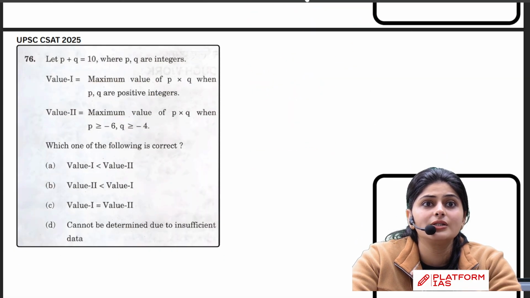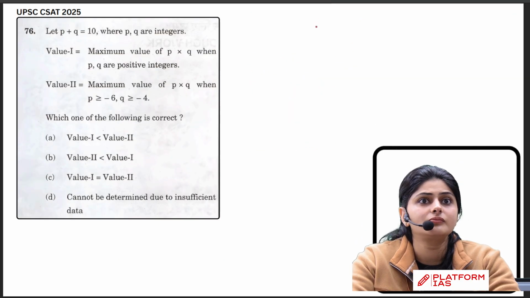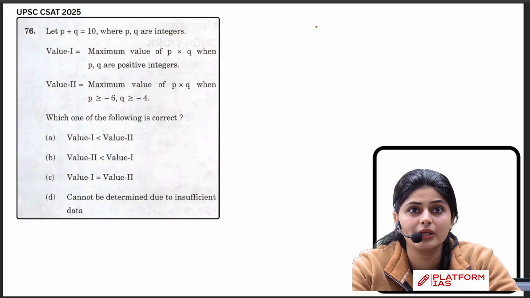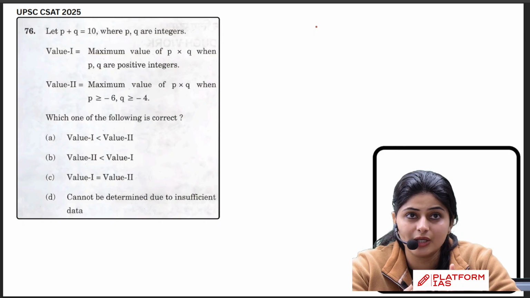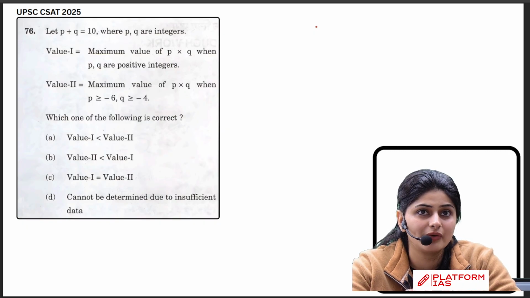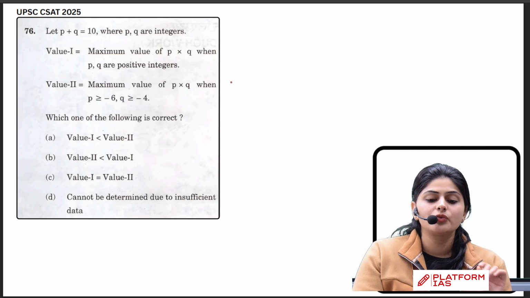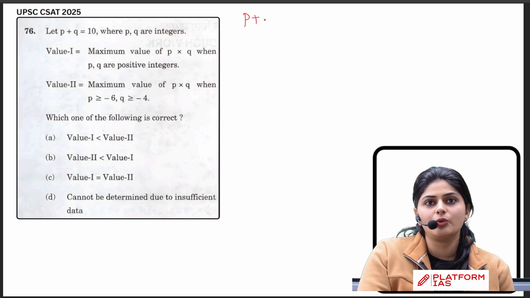Okay, now moving to the next one. Let p plus q be 10, where p and q are integers. Value 1 is the maximum value of p multiplied by q under the first condition, and value 2 is the maximum value of p multiplied by q under the second condition. So first we will focus that p plus q is 10.